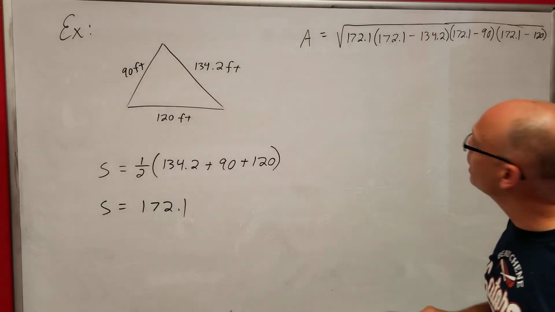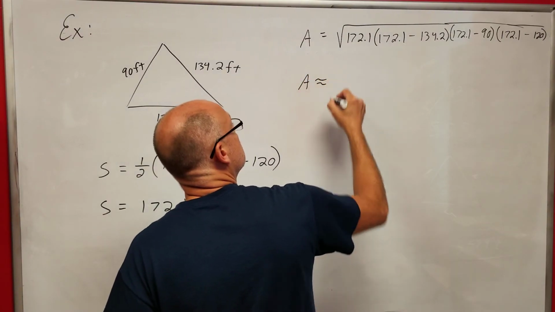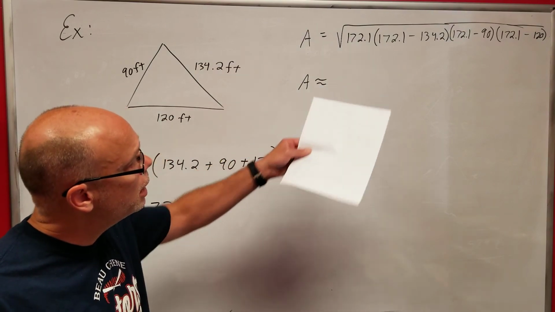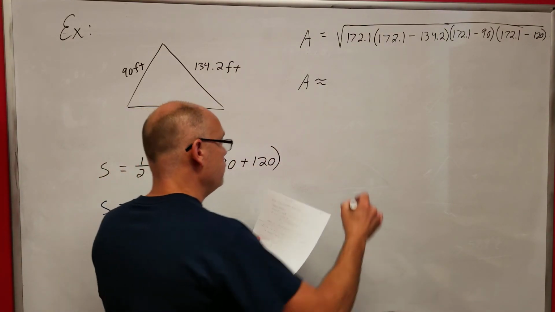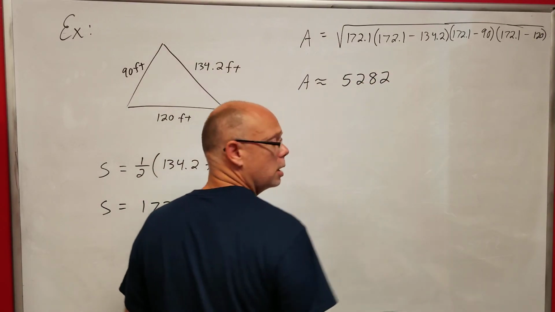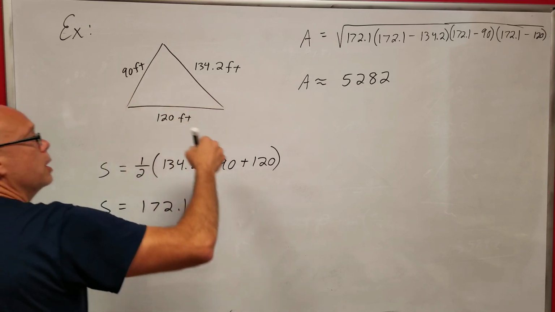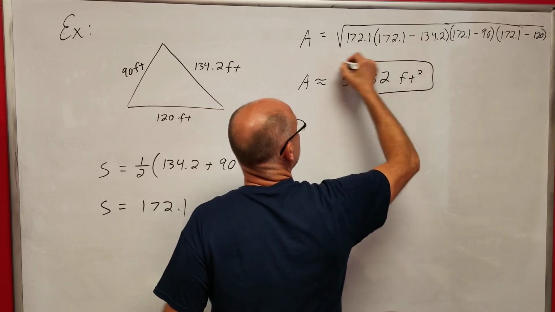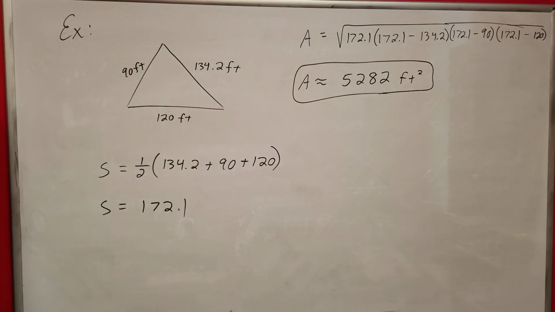All right, so go ahead and it tells me to round to the nearest whole number, basically, okay? So go ahead and put all that in your calculator, and you should get something like 5282. 5282, and we're finding area, and if we're in feet here, the area will be in square feet. There we go. That's how you find the area of a triangle given side, side, side.